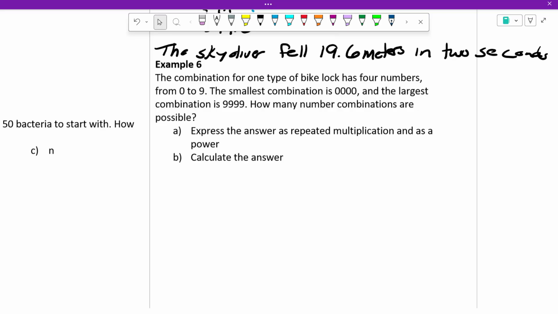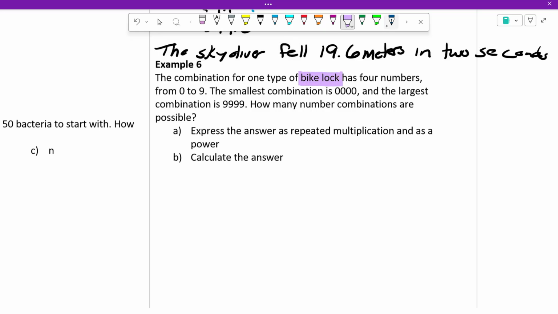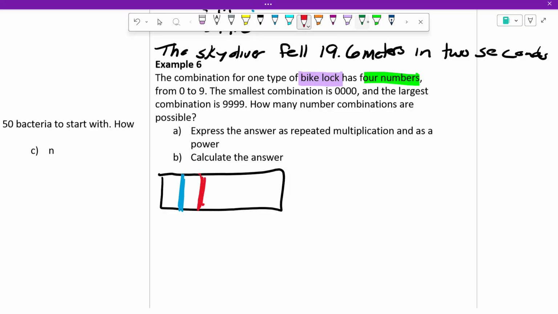Right? So question 6 goes, we have a bike lock. And it has 4 dials on it. So imagine a bike lock. It has 4 dials. I'll do a blue dial here, and a red dial, a green dial, and a purple dial. And they say, hey, the dials have numbers 0 through 9 on it. This can be anywhere between 0 and 9. That can be anywhere between 0 and 9, 0 and 9, 0 and 9.